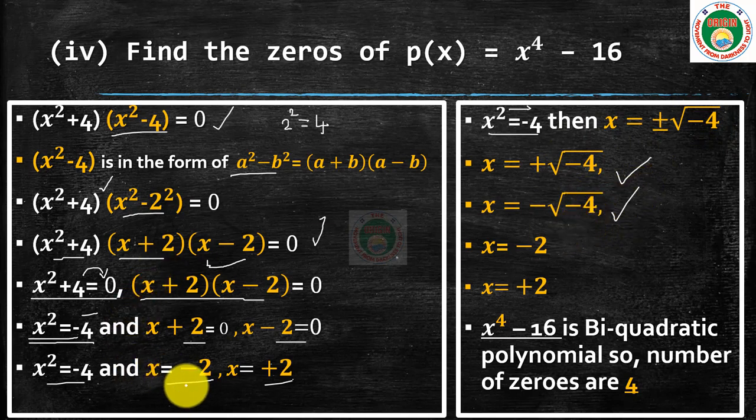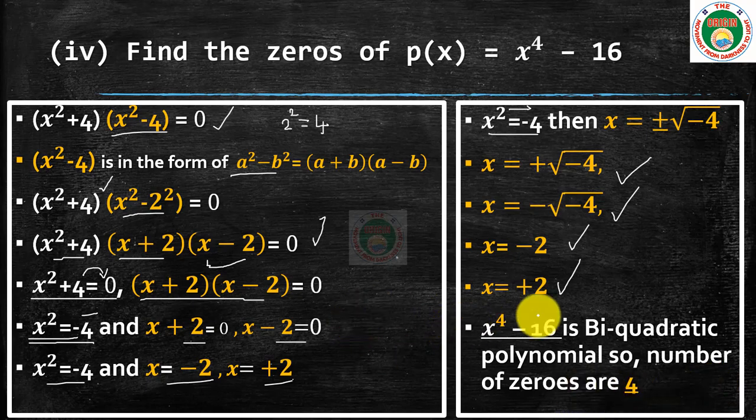Already here we got the values x equal to minus 2 and x equal to plus 2. In total, how many values did we get? 1, 2, 3, 4. Four x values are there. That is why this is a biquadratic polynomial. x power 4 minus 16 is a biquadratic polynomial. So the number of zeros is 4.